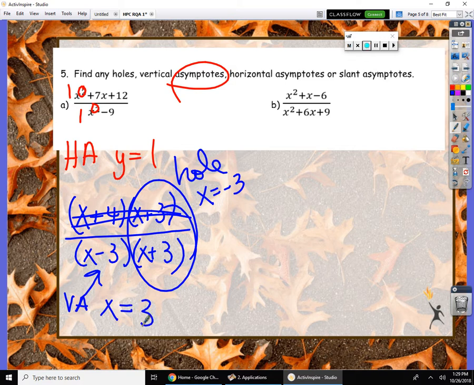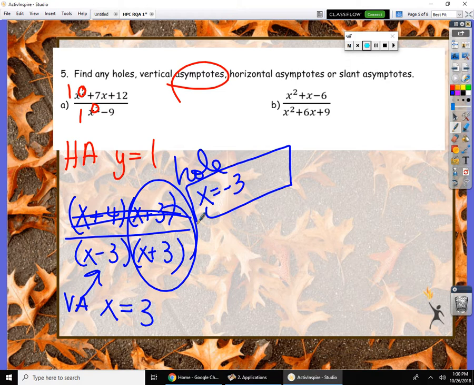Don't forget, the hole is always the opposite. Since it was x plus 3, there's a hole there, but you need to solve for x to tell me where the hole is. Now, technically, you are supposed to give me the full address of the hole. And I didn't go over that, so let me go over that right now.